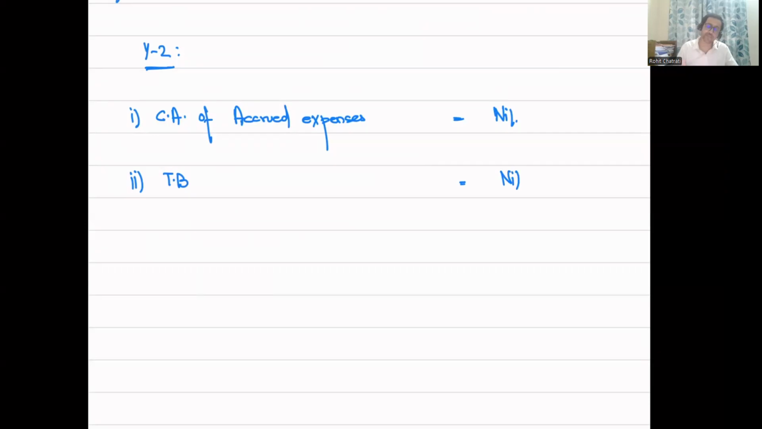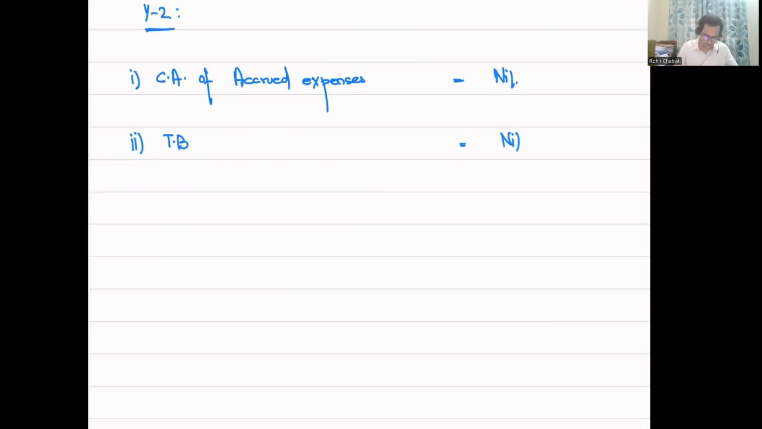Let's also quickly do the calculations for year two. We start with the carrying amount of accrued expenses for year two. The carrying amount is actually equal to zero because I paid the amount. Therefore, I do not have any amount in my accounting balance sheet. Once the expense is paid out, I do not have any more liability outstanding on my balance sheet, so the carrying amount goes down to zero. For the second year, the tax base is also equal to zero. Tax base was zero in year one and in year two.